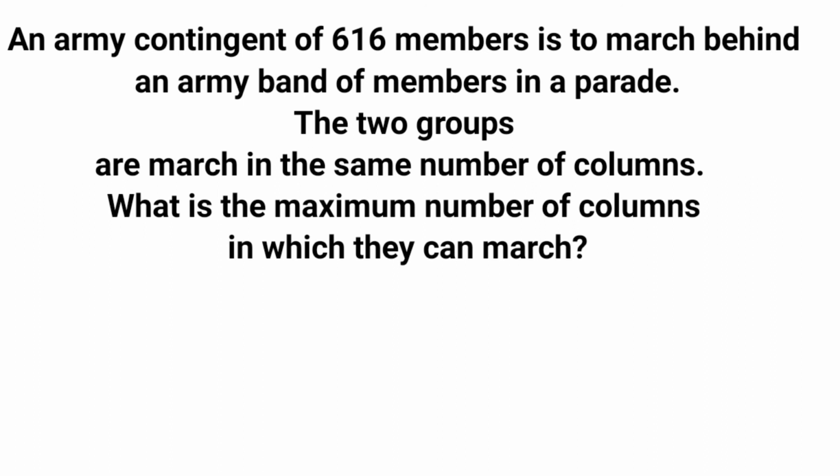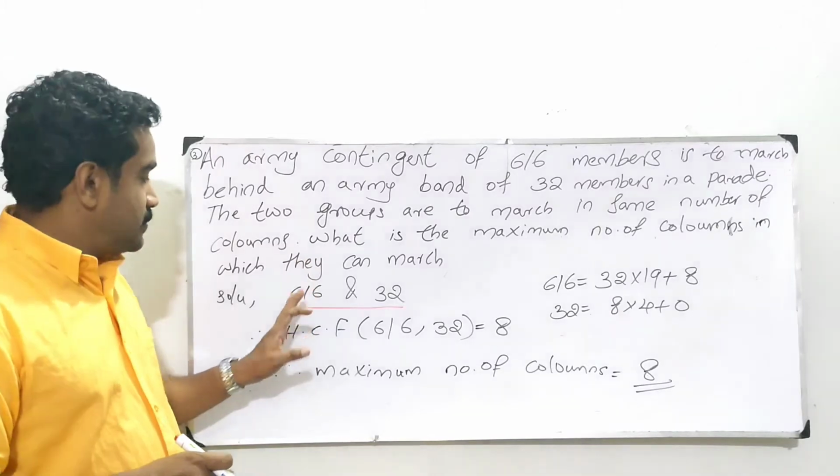Okay students, with the next question: an army contingent of 616 members is to march behind an army band of 32 members in a parade. The two groups are to march in the same number of columns. What is the maximum number of columns in which they can march? I think the question is hopefully understood.